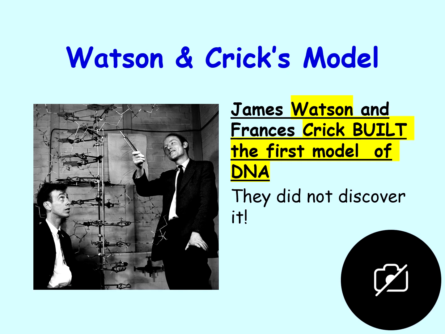So Watson and Crick were the first two scientists to build the model of DNA. Notice though, they didn't discover DNA, they just built the first model of it. And this was about in the 1950s, so it wasn't that long ago that the structure of DNA was determined by James Watson and Francis Crick. There were other scientists involved in this discovery, but they're the two that are generally credited with building the first model of it.